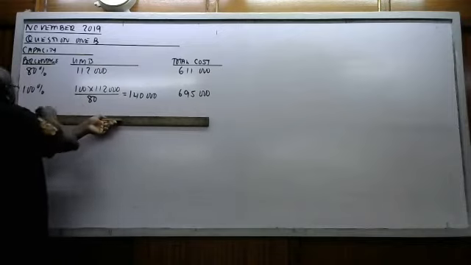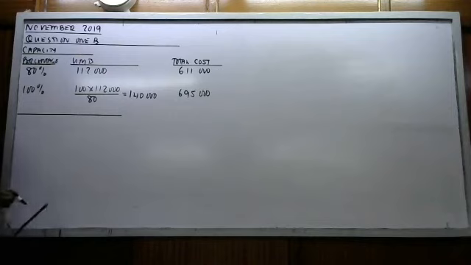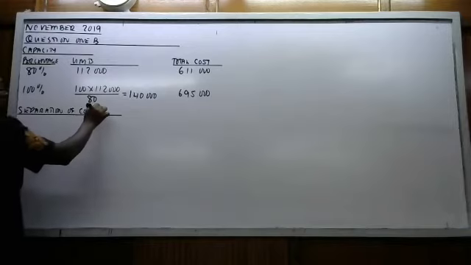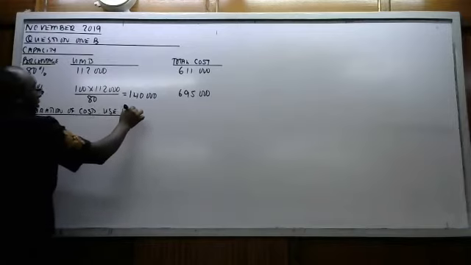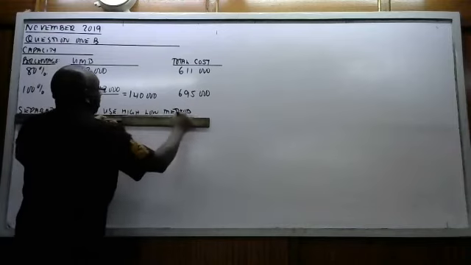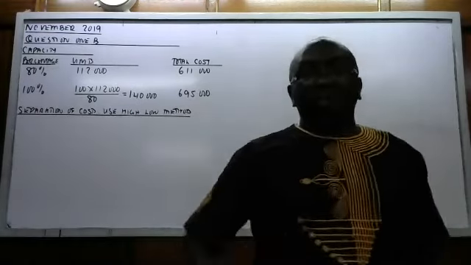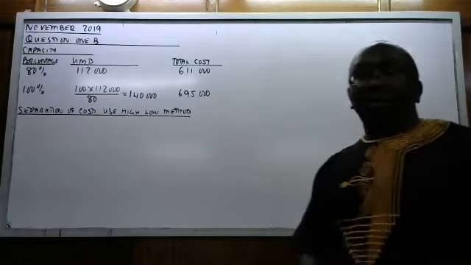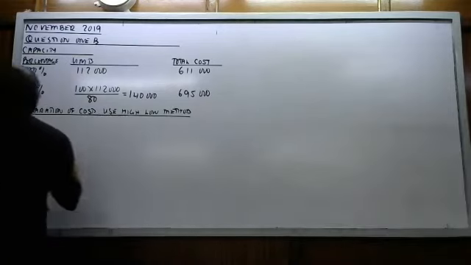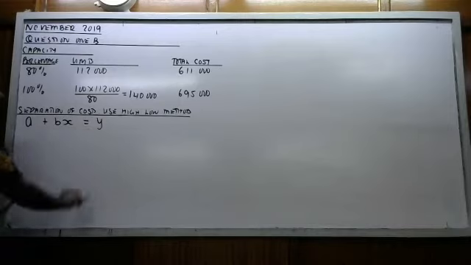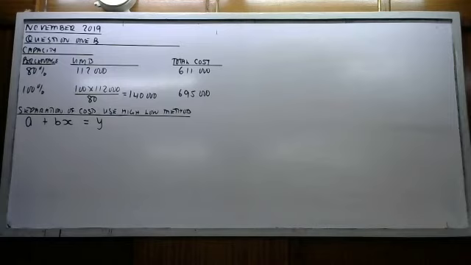So the next thing that you are supposed to use is separation of costs. We use the high-low method. Anytime you are told to separate costs between fixed and variable, unless the examiner has told you otherwise, you should always use the high-low method. In using the high-low method, the format is A plus BX is equal to Y.